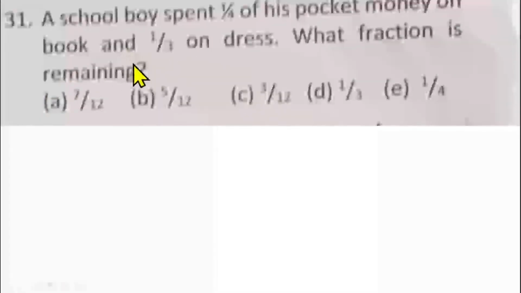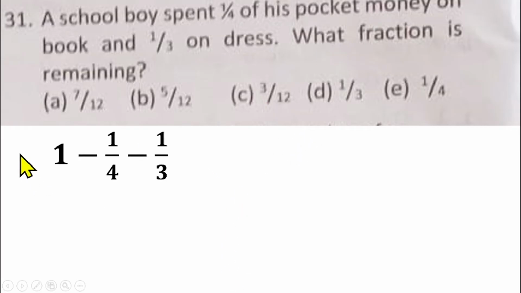Question number 31 is from fractions as well. A schoolboy spent 1 over 4 of his pocket money on a book and then 1 over 3 on a dress. What is the fraction remaining? Let's assume that the money in his pocket is a whole, which is going to be 1. A fraction of 1 over 4 is removed from the money, so we have minus 1 over 4, and then minus 1 over 3 as well.